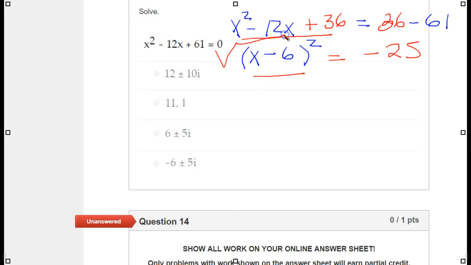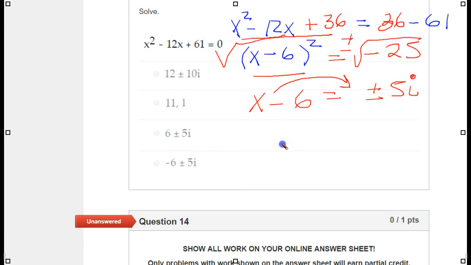We take the square root of this side, plus or minus the square root of that side, excuse me. We get x minus 6 equals plus or minus, now this is an imaginary number, 5i. We then transpose our 6, and we get x equals 6 plus or minus 5i. And as I mentioned, they gave you this one, but that's the wrong sign. And these aren't solutions here. Okay.